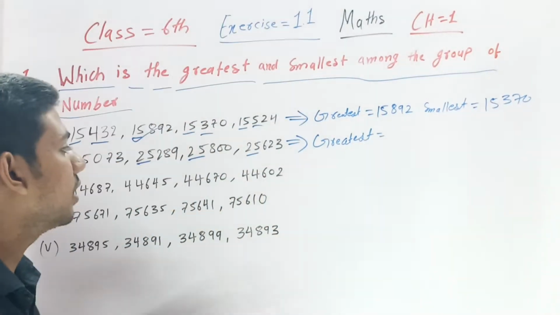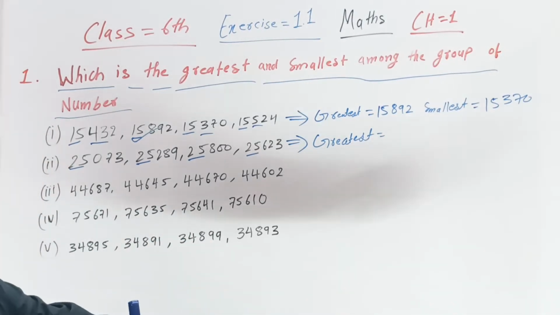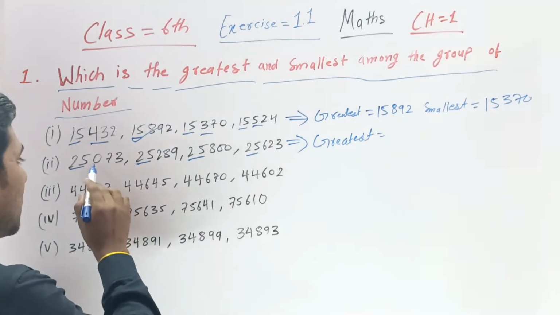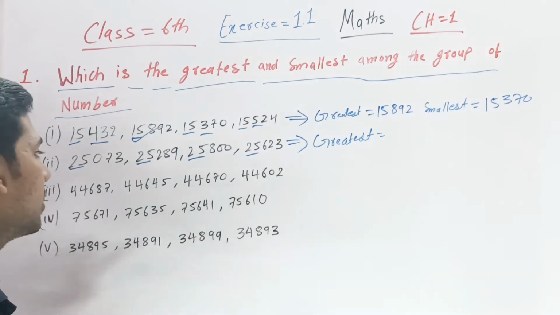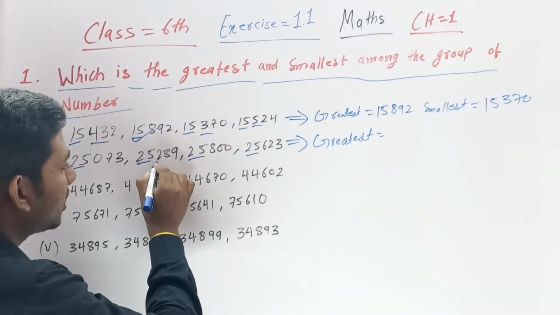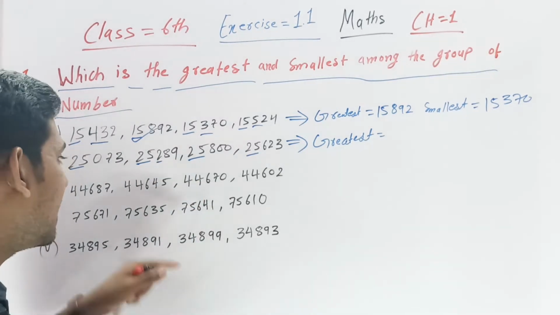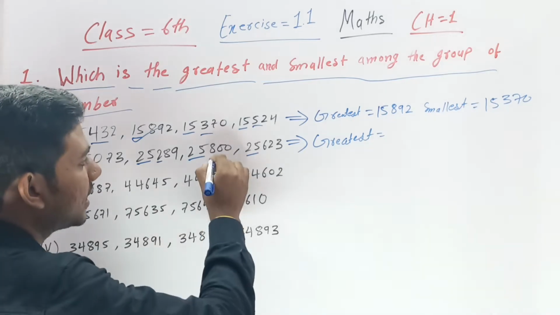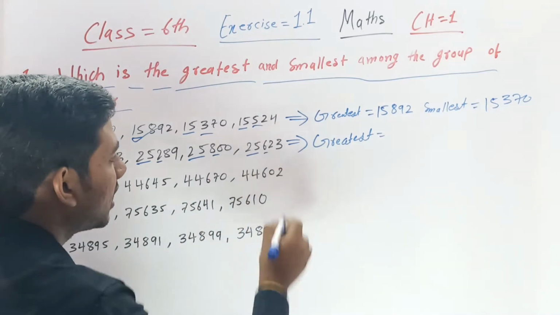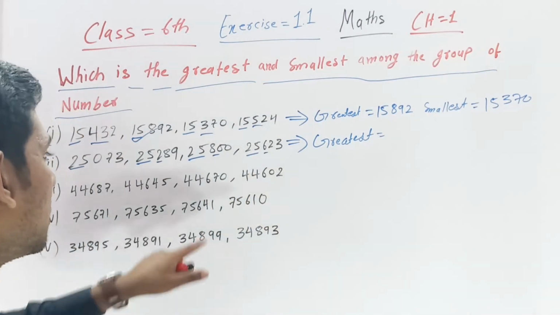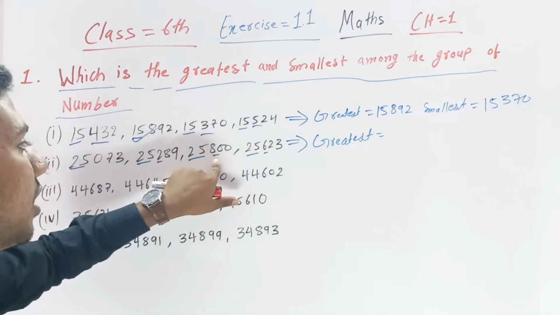Now let's see in the 100 place which is greater. In the 100 place it's 0. In the 100 place it's 2. In the 100 place it's 8. In the 100 place it's 6. In the 100 place, which is greater in that? Obviously 8 is greater in the 100 place.